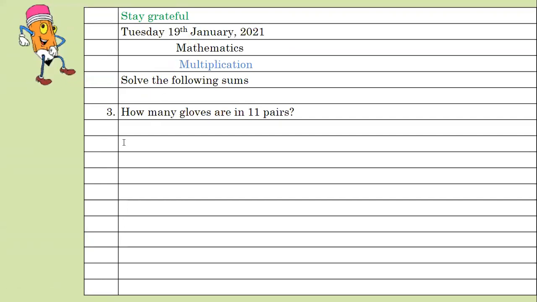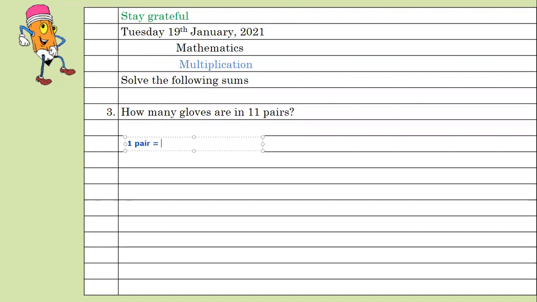So our first line will be, remember your first line is always how much 1 has. So they are asking how many gloves are in 11 pairs. But first we need to think about how many gloves are in 1 pair. So 1 pair is equal to, pause the video and write it if you know it, and then come back.